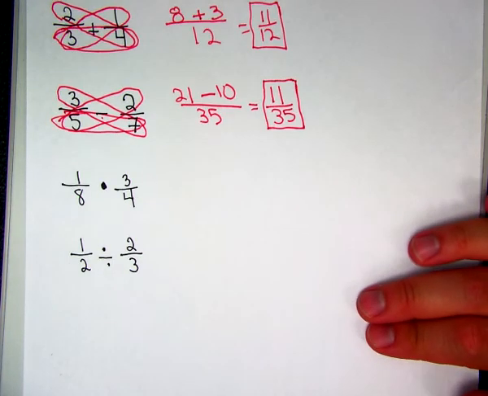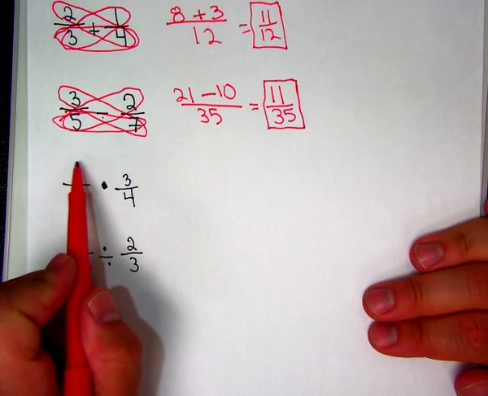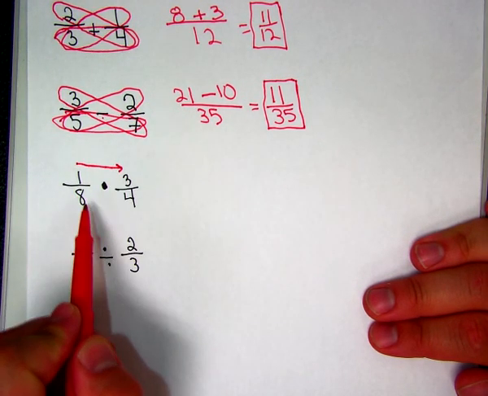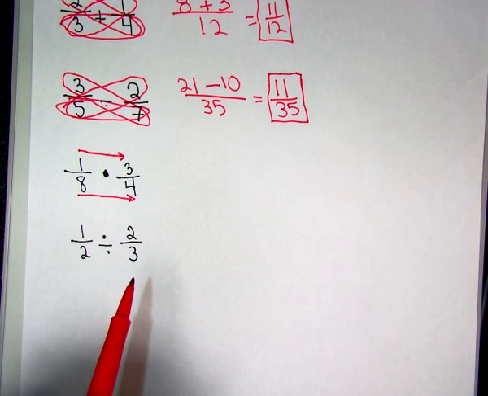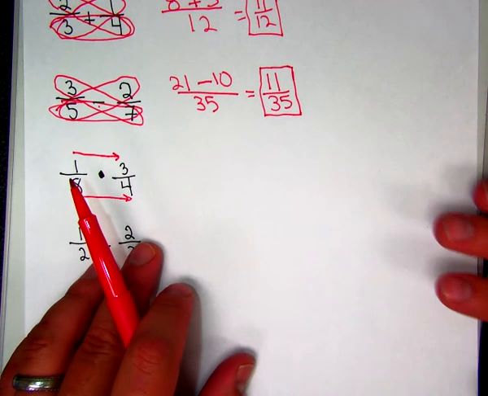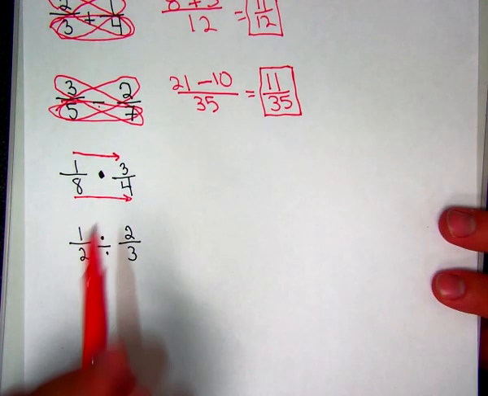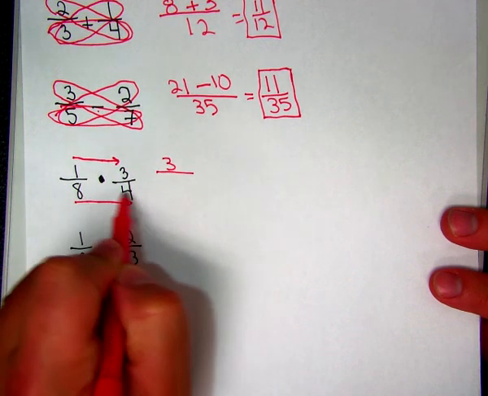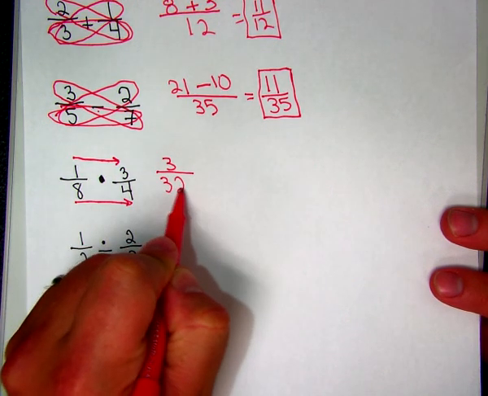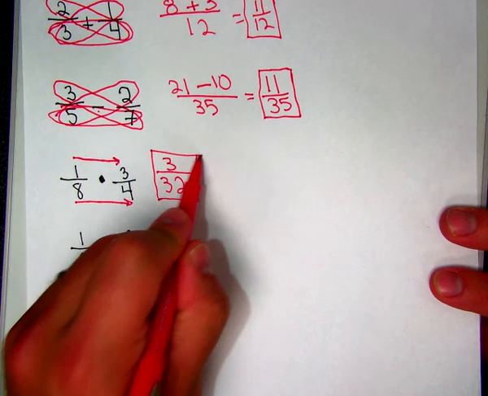Okay. Next, multiplication. The rule for multiplication of fractions has always been you multiply straight across. Now you can reduce within the problem if you want, but it's a matter of preference. If you want to reduce, you can. If not, you want to reduce at the end, it's your choice. If we do 1 times 3, we get 3. 8 times 4 is 32. And this does not reduce, so we are done.